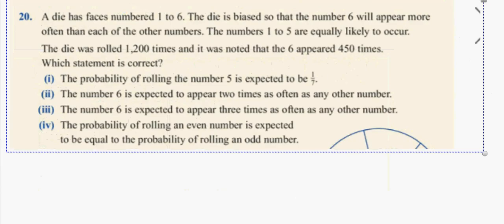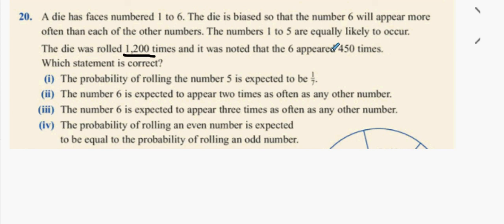Now, 20. A die has faces 1 to 6. A die is biased so that number 6 will appear more often than each of the other numbers. Numbers 1 to 5 are equally likely to occur. The die was rolled 1200 times, and note that the 6 appeared 450 times. Which statement is correct? Well, just give me a second. What's 450 divided by 1200? Anybody?